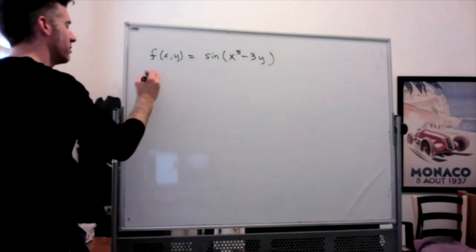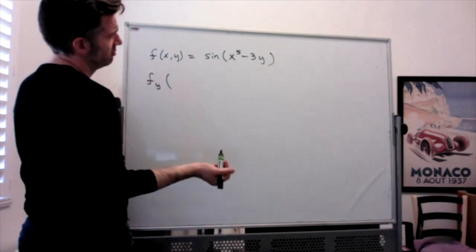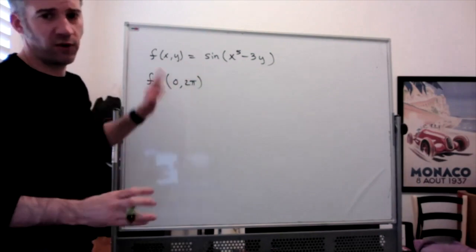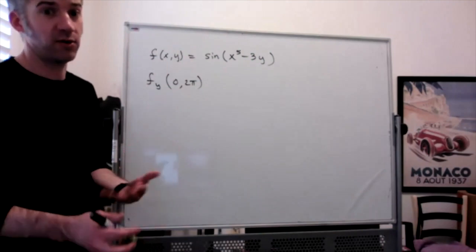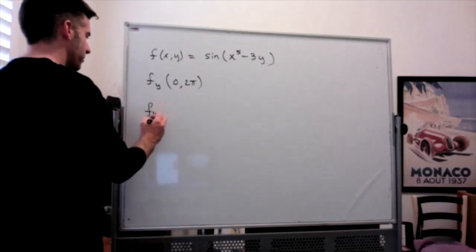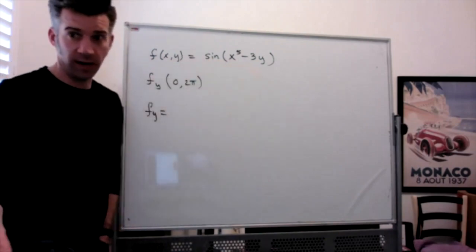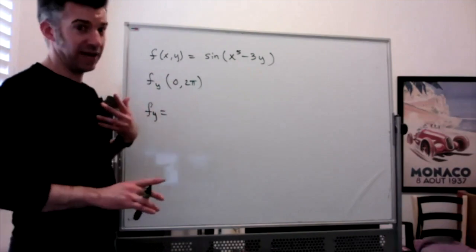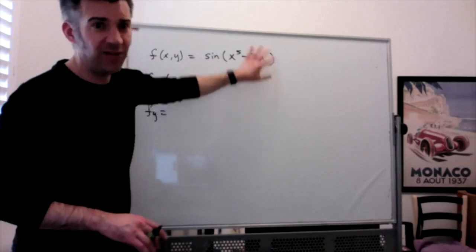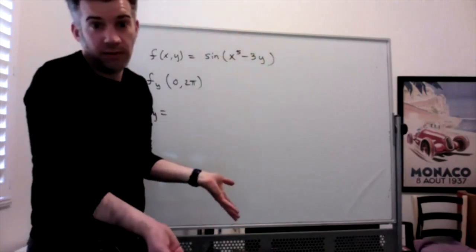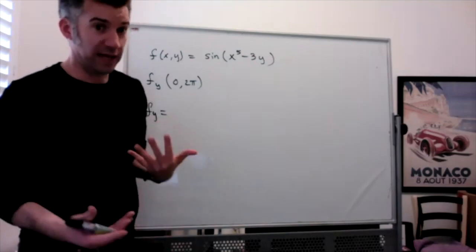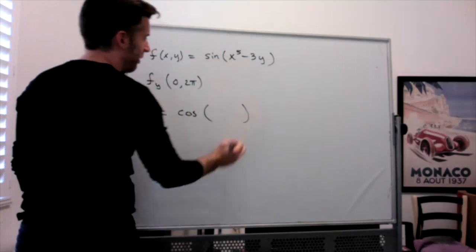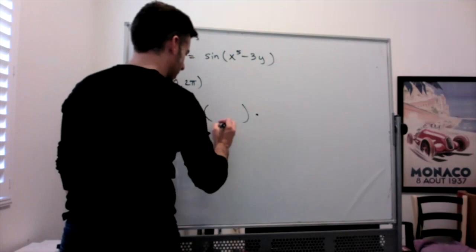And I want to find fy of (0, 2 pi). So first, before we even think about the point, let's just find fy, the partial with respect to y. So we're taking the derivative of this with respect to y. I'm still thinking of the chain rule. I've got sine of some stuff. I don't care that it's x and y. I just know it's sine of something. And we should all know the derivative of sine of something is cosine of something. So the derivative of sine of some stuff is cosine of your stuff times the derivative of your stuff.